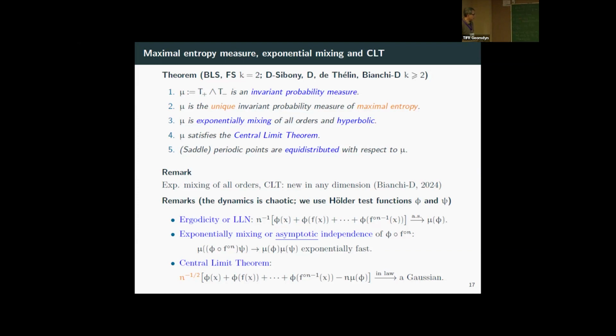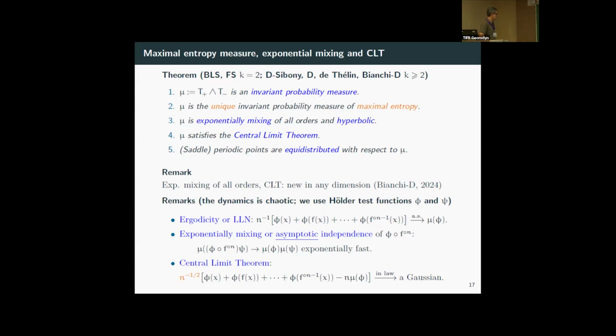So you consider the orbit of some generic point x. You take the Birkhoff sum phi x, phi fx, and so on, and you divide it by n. Then by the ergodic theorem, this converges almost surely to the expectation of this variable, which means the integral of phi with respect to mu. So the ergodicity of the measure mu is like the law of large numbers in probability theory. Okay, so the measure is ergodic, it satisfies this condition.